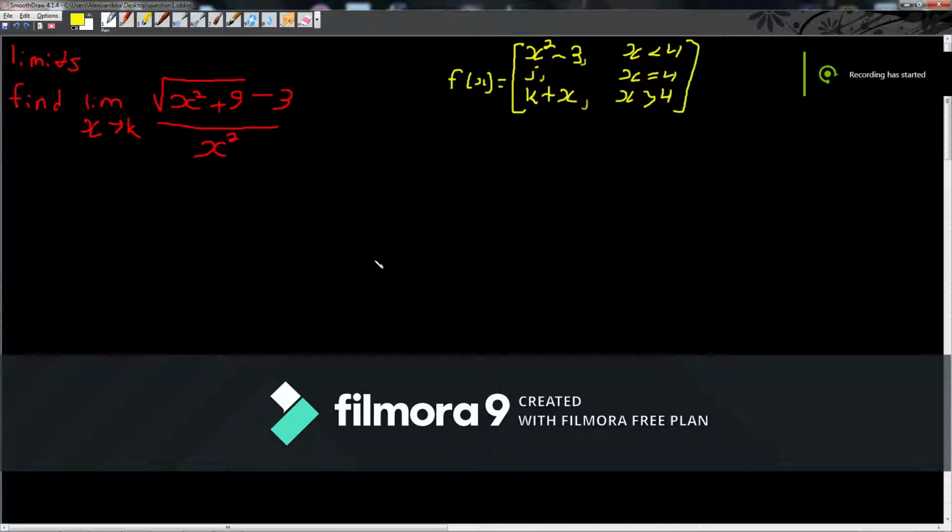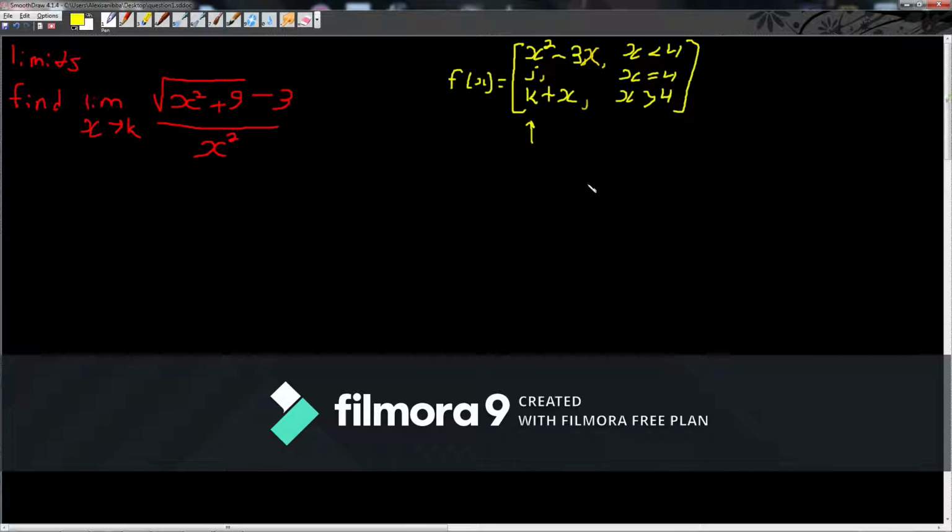In our first video review, we'll be focusing on limits of a function. Now, here in front of us, we have a pretty simple limit of a function equation where x approaches k. Unfortunately, the value for k is not yet disclosed. To find our variable k for this equation, we have to use this piecewise function.